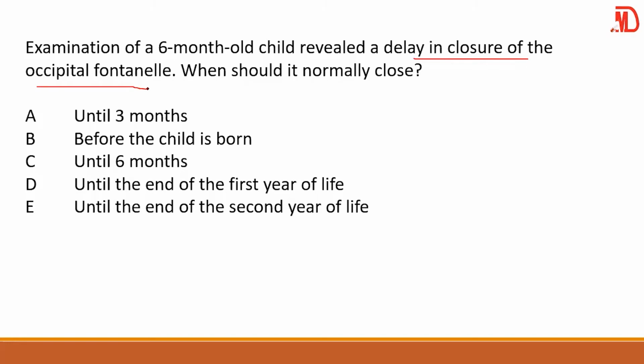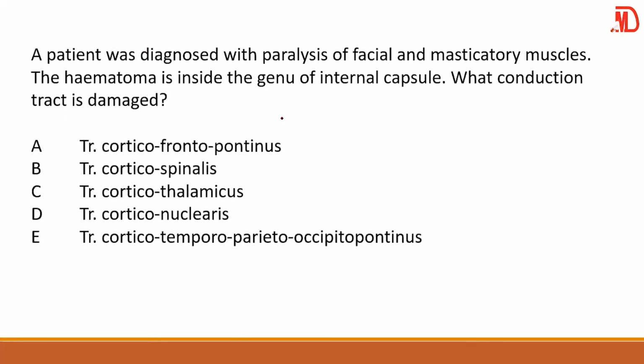I repeat, the posterior fontanelle is supposed to be closed by 2 to 3 months, whilst the anterior fontanelle is supposed to be closed by 7 to 18 months. So in Krok, if they don't say occipital and they bring anterior, please don't be lost. It is 7 to 18 months. So at 6 months, obviously, it is delayed. So the answer is A.